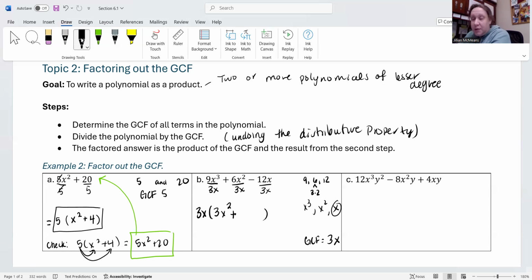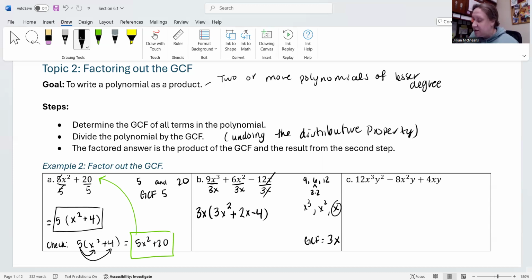And then I just go to the next term in the polynomial. 6x squared divided by 3x. Well, 6 divided by 3 is 2. And then x squared divided by x, again, we're going to use the quotient rule. So we have two things that are being divided with the same base. I keep the base. I subtract my exponents. 2 minus 1 is just 1, so I just write it as plain old x. All right. And then finally, I have negative 12x divided by 3x. Negative 12 divided by 3 is negative 4. And then x divided by x just becomes 1, and negative 4 times 1 is just negative 4.